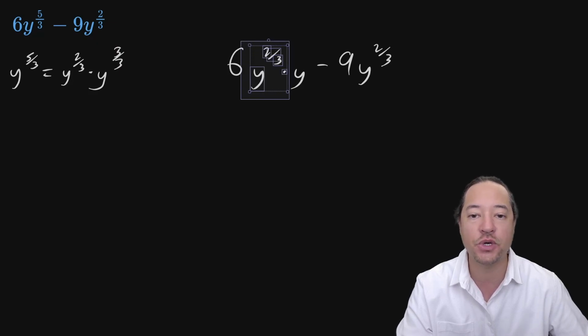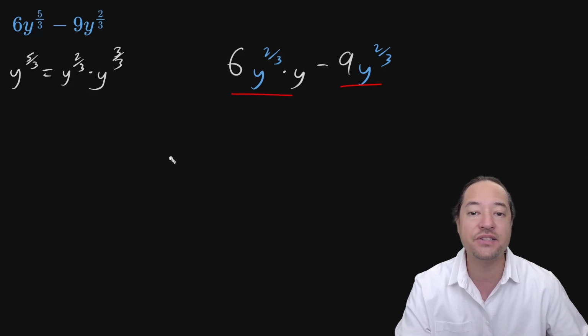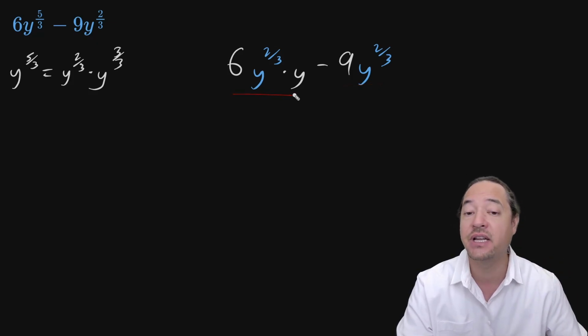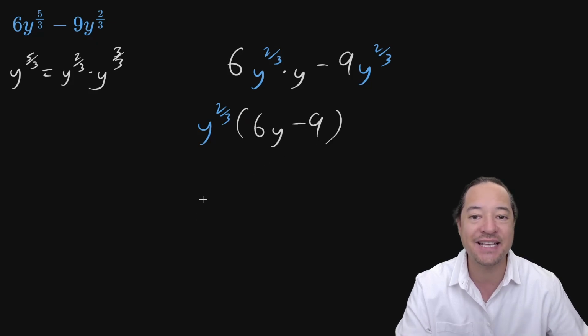There we go, okay? So I just want you to recognize that we have a common factor of y to the 2/3 now in both terms. That's the goal. That's what we were trying to achieve. So we can factor that out. If we do that, we're going to get y to the 2/3 multiplied by 6y minus 9. Okay, that's what we're going to get here.